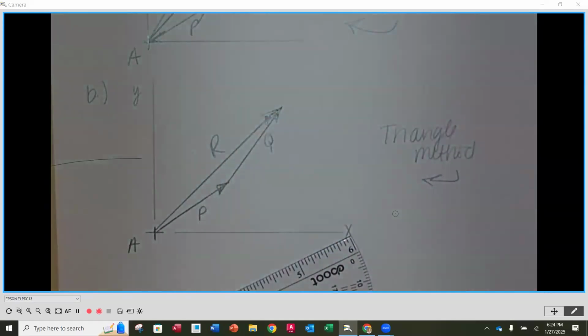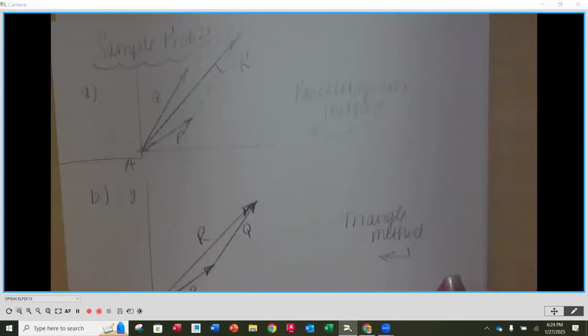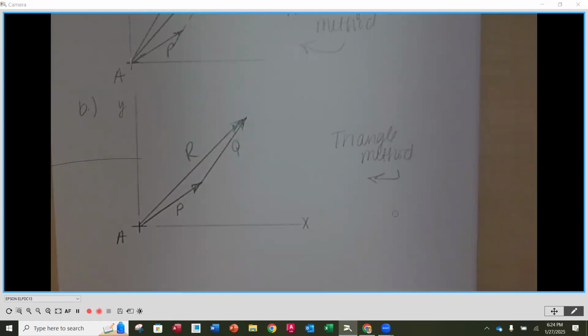And here's R. Because I only have two forces that I need to find the resultant of, I create a triangle. If it is more than two forces, then it's just going to be that tip to tail method, and I keep adding. Any questions on these two graphical methods, parallelogram method and triangle method?